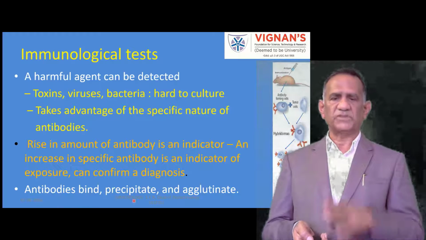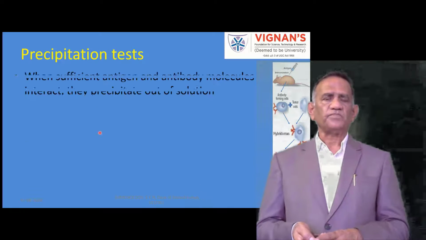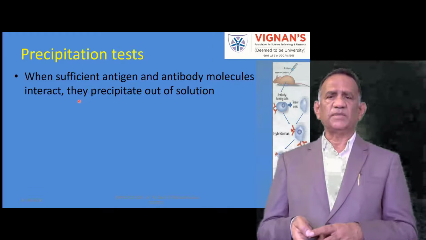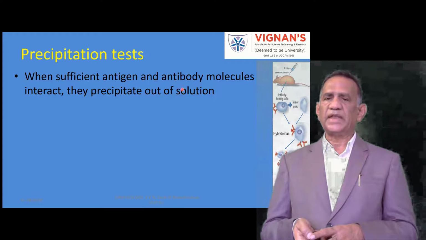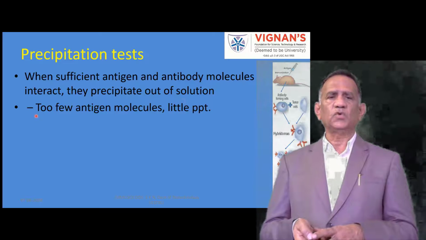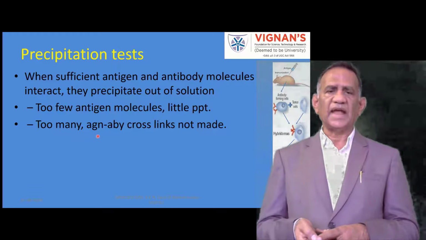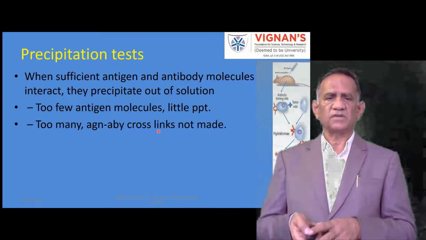Antibody binds, precipitates, and agglutinates in the in vitro setup. When sufficient antigen-antibody molecules interact, they precipitate out of a solution. Too few antigen molecules give little precipitate. Too many, and antigen-antibody cross links are not made.